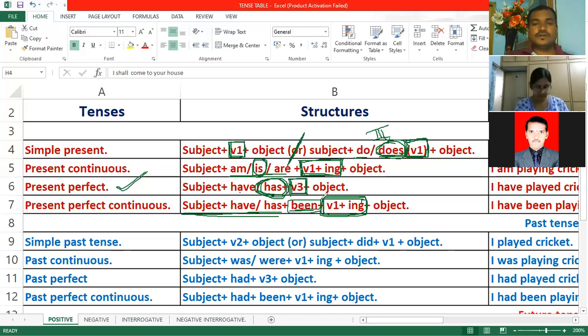Perfect continuous tense, in the sense there should be "been." If there is "been," no doubt it is perfect continuous. It might be present perfect continuous, past perfect continuous, or future perfect continuous. If there is "been," that is nothing but perfect continuous. Have been or has been is present perfect. Had been is past perfect. Will have been is future perfect continuous.